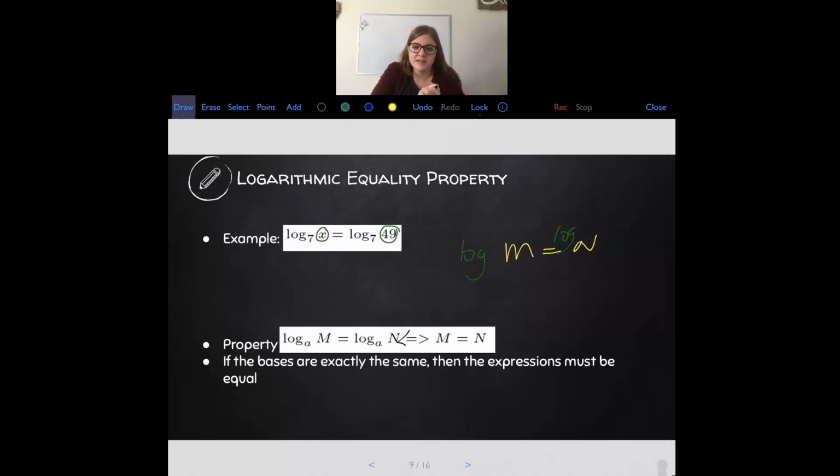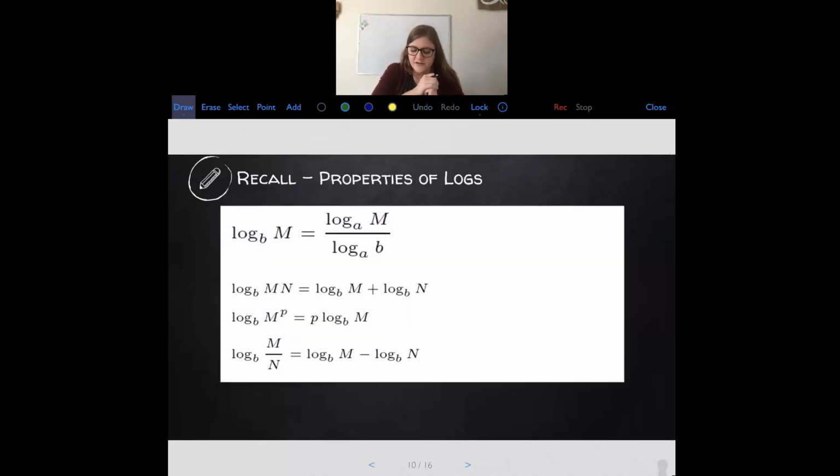So if the bases are exactly the same of the log, then the expressions inside of the log must be equal. Okay, so recall properties of logarithms. We have the change of base formula. We have the product rule, where if two things are being multiplied inside, we can rewrite that as addition. We have the power rule, where if there's a power, it comes out as multiplication. And we have the quotient rule, which goes into subtraction.